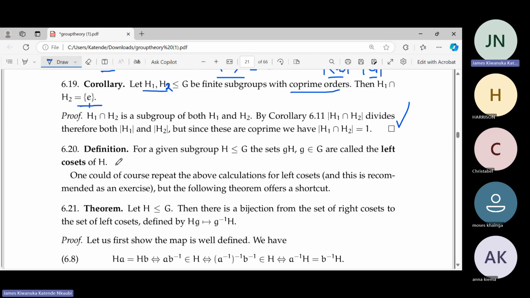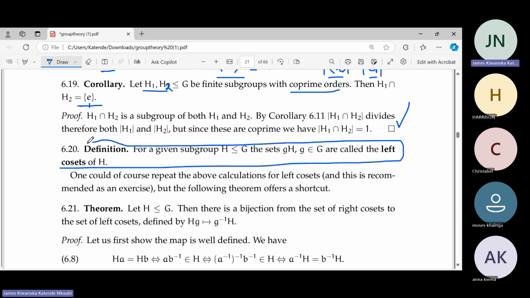So this simply now defines the left cosets. It's useful to know them. At some point, when working with normal subgroups, we will need to use both. But the difference is now you simply multiply on the left instead of on the right. That's the only difference. But all the other properties that hold for the right cosets will also hold for the left cosets.